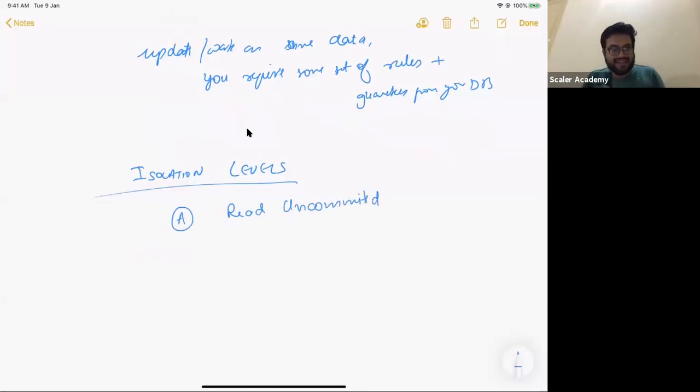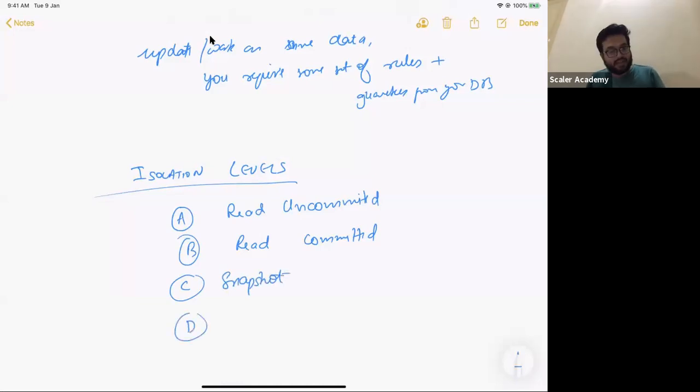Okay. Bishali, just hold on for a while. You will understand it automatically. Okay. The second kind of isolation level that I would want to discuss today is read committed. Then you have an isolation level called snapshot. And then you have an isolation level called serializable. I would most likely also discuss, if time permits, repeatable read. Okay. Most likely to discuss that.